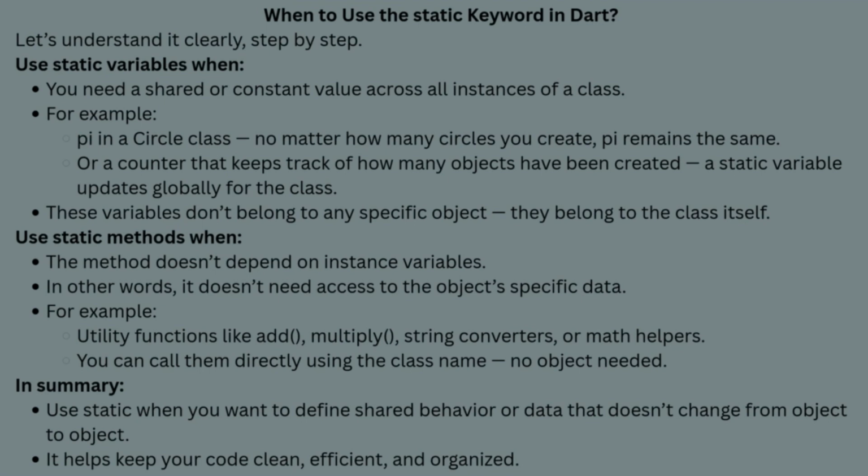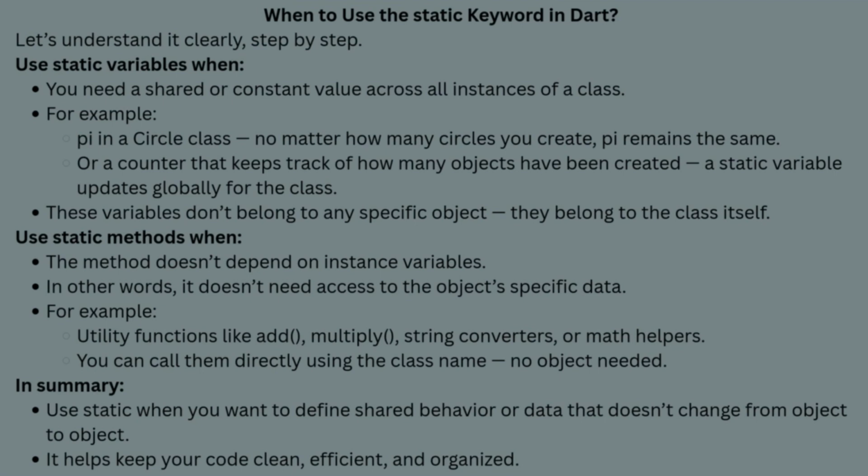Or maybe you want to track how many objects have been created. A static counter variable would help you do that because it exists only once and updates globally for the class. This way, you avoid duplicating data in every object and make your program more efficient and organized.